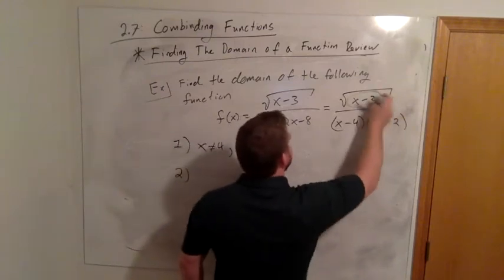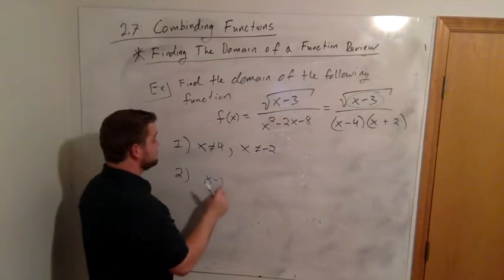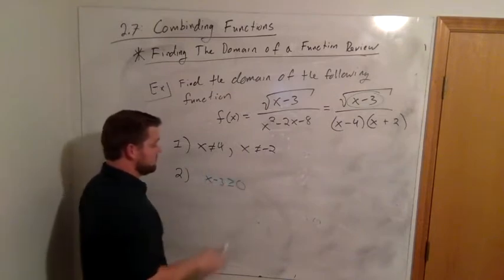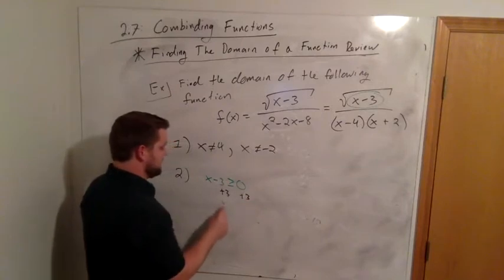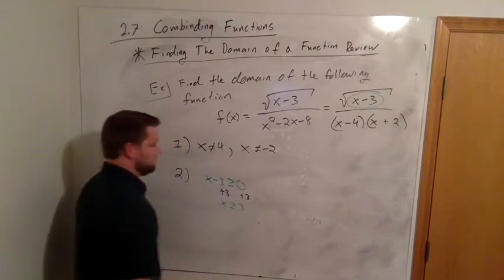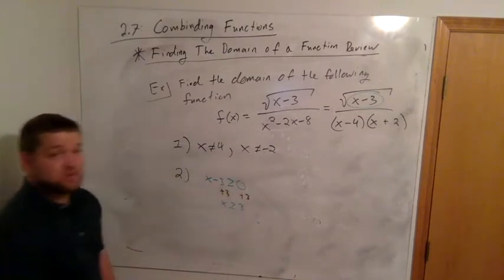So whatever is inside of the square root, specifically x minus 3, has to be bigger than or equal to 0. We could add 3 to both sides, and we get that x has to be greater than or equal to 3. So we have 3 conditions we need to look at.